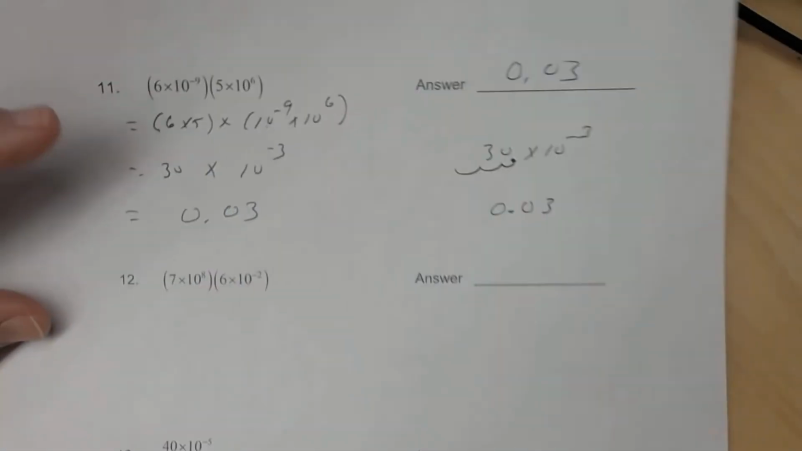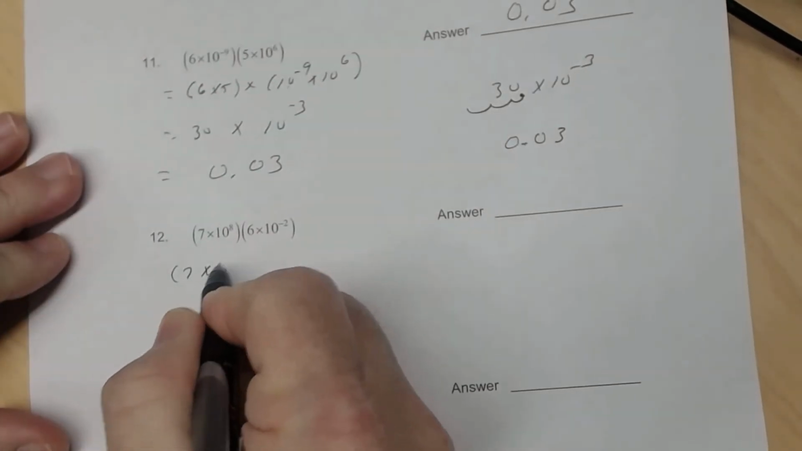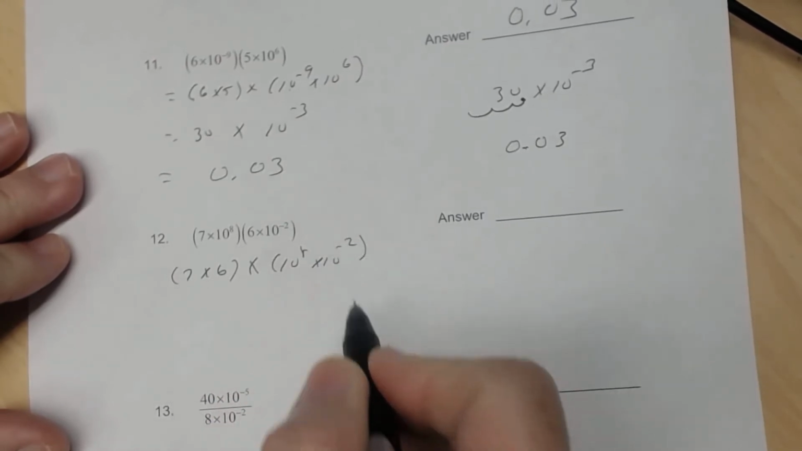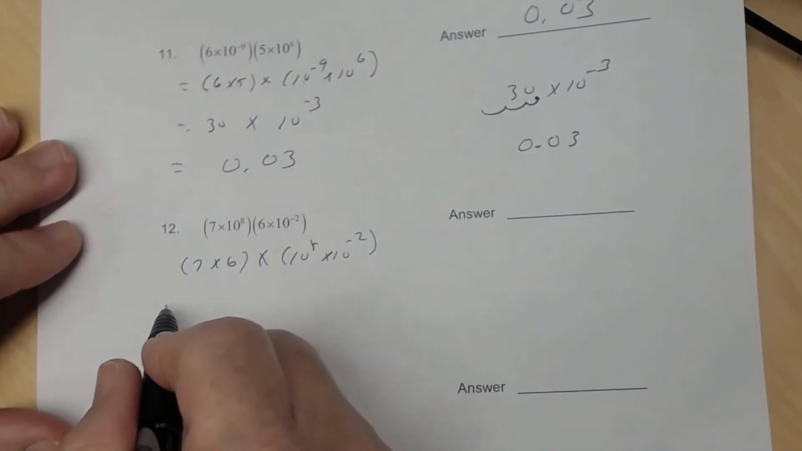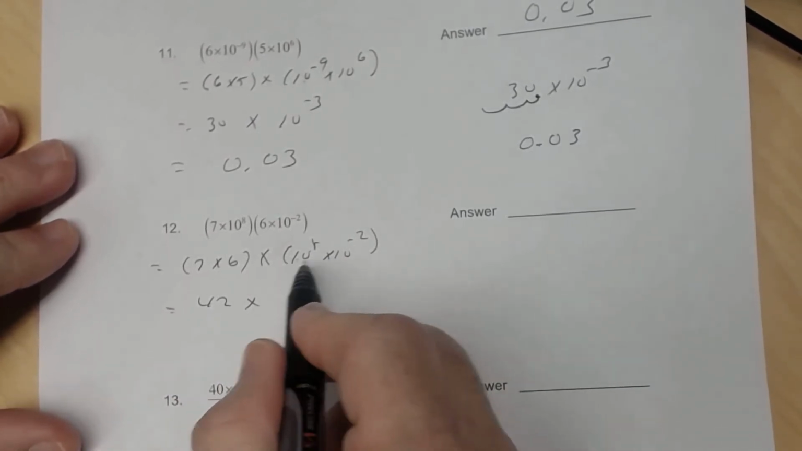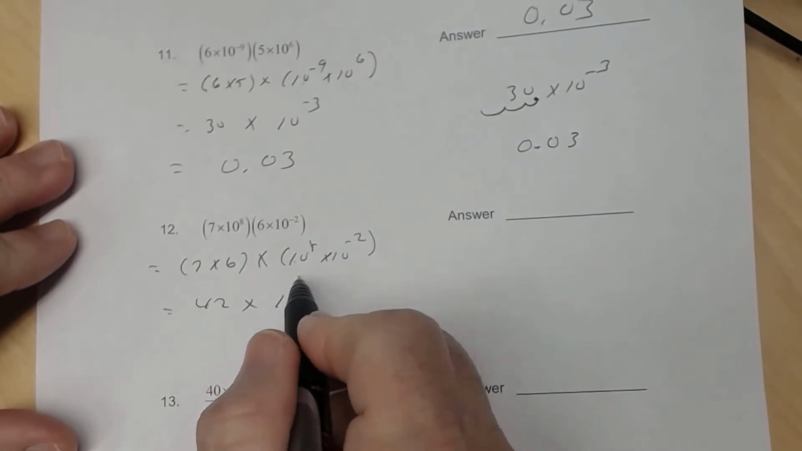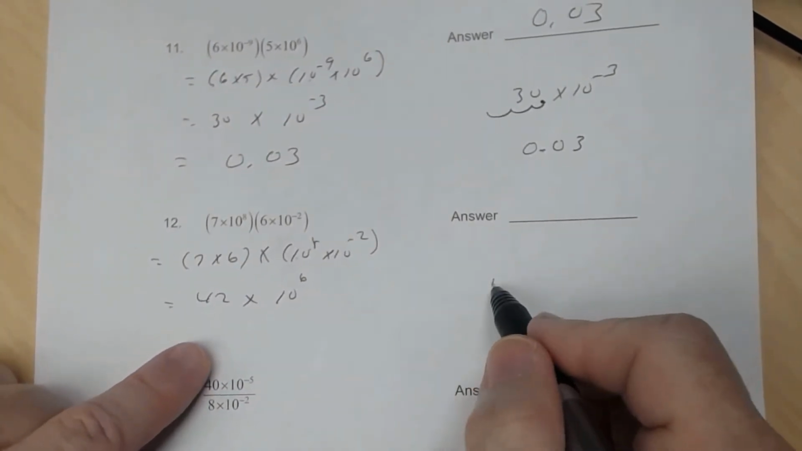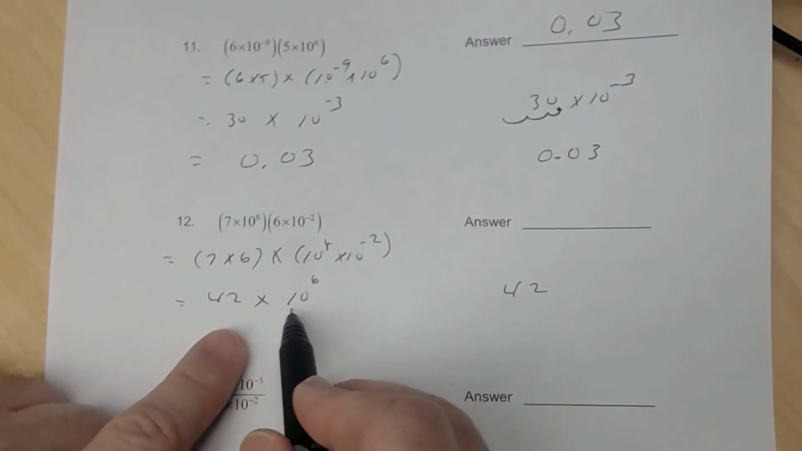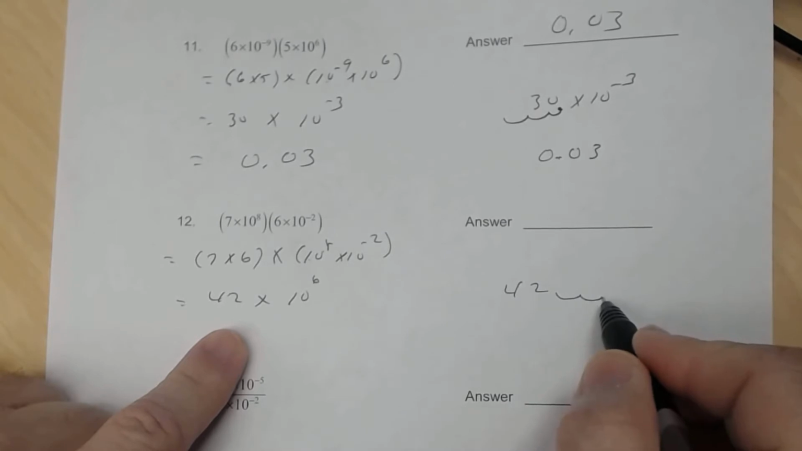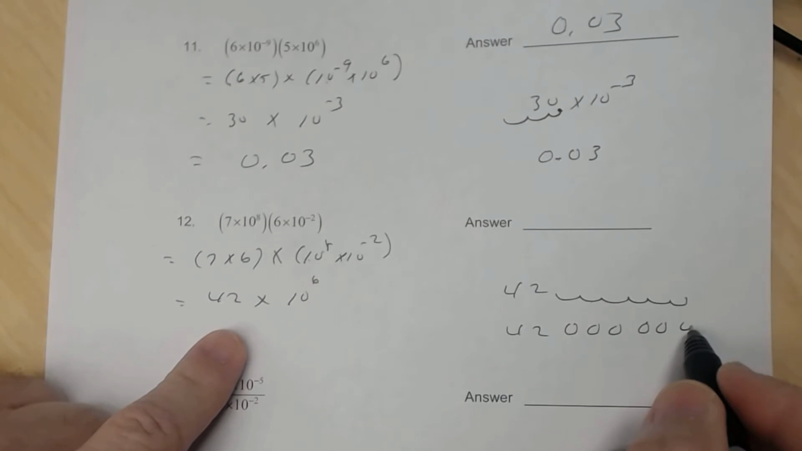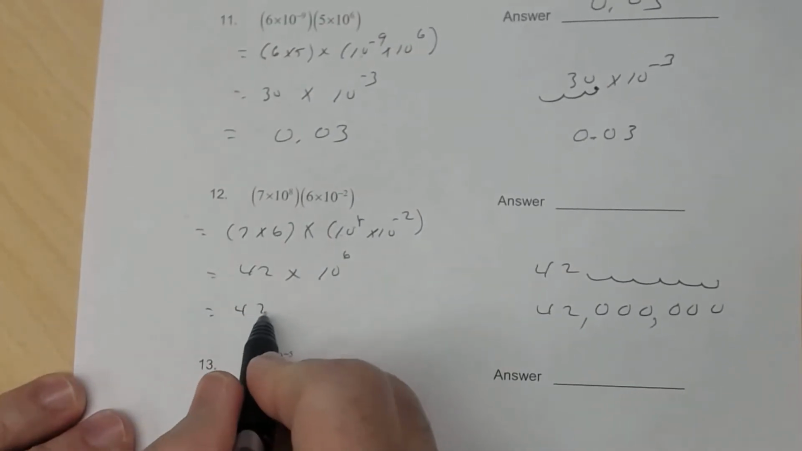Okay? All right, here, you're going to say 7 times 6 times 10 to the 8th times 10 to negative 2. That's the first step. 7 times 6 is 42 times, multiply like bases, add exponents. 8 and negative 2 is a 6. All right, so now I have this. I have 42, decimal point understood to be here. That's a positive 6. I'll go 6 units to the right. So 1, 2, 3, 4, 5, 6. That's 42, and then 6 zeros. Okay, so that's 42 million.